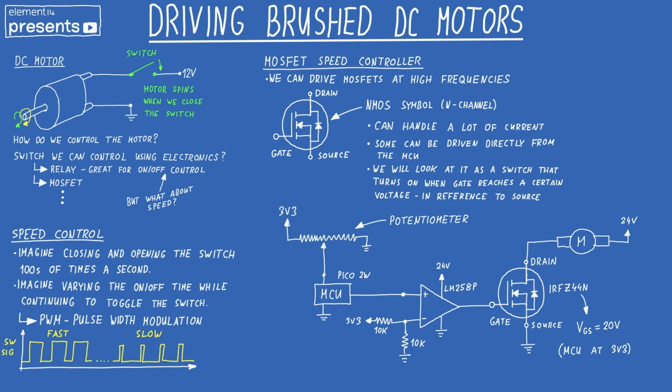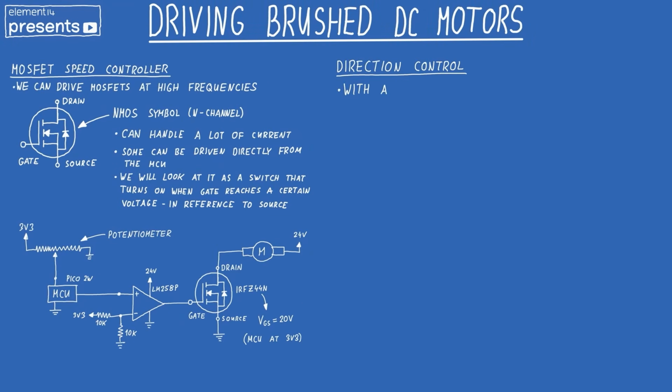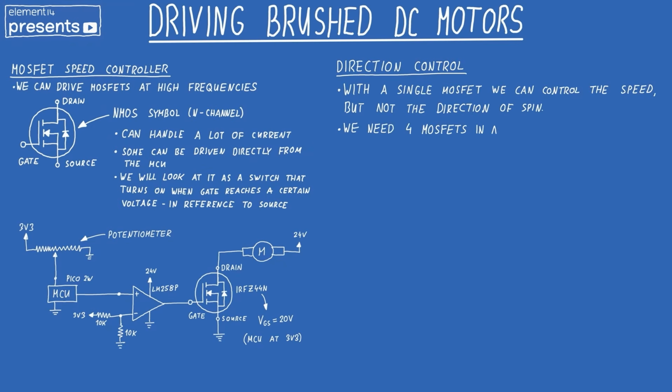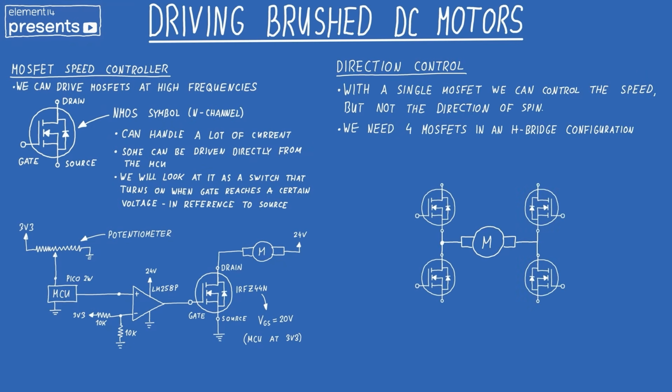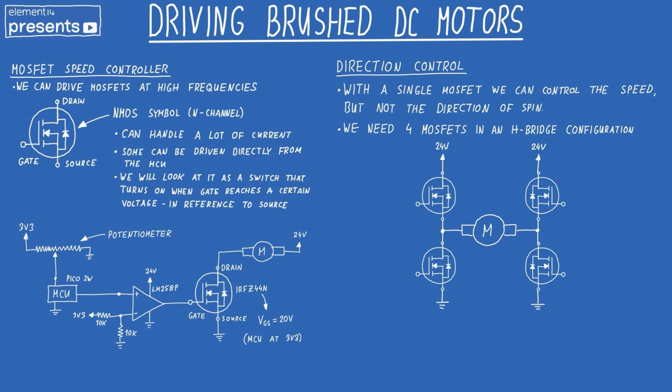As we just saw, a single MOSFET gives us precise speed control. However, it only allows current to flow in one direction, meaning we can't reverse the motor spin. To get both speed and direction control, we need to arrange 4 MOSFETs into an H-bridge configuration. This setup allows us to electronically flip the polarity of the voltage going to the motor. We control the bridge using two signal lines.